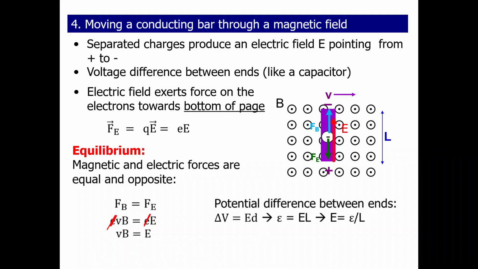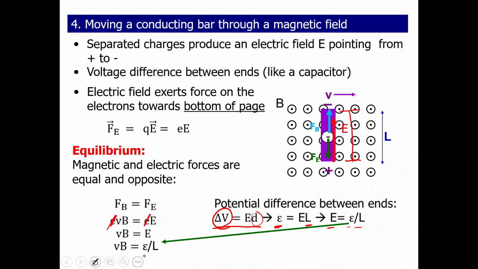So our potential difference for a parallel plate is E times d. We did that for parallel plate capacitors. We also know that this is now going to be our induced EMF, so we're going to use the curly E for our EMF there. And then d is going to be L, the separation distance between the positives and negatives. So we're replacing d with L. And then our electric field is going to be EMF over L. That's how big the electric field is going to be.